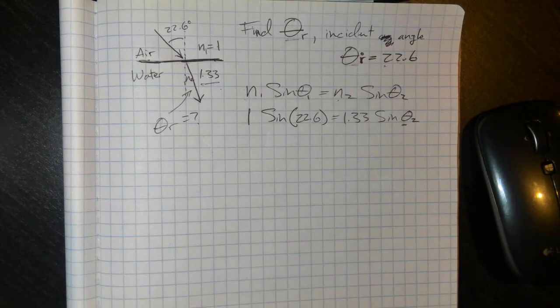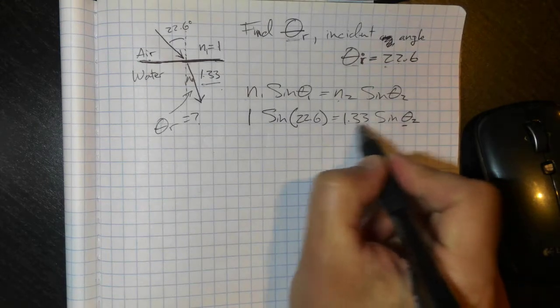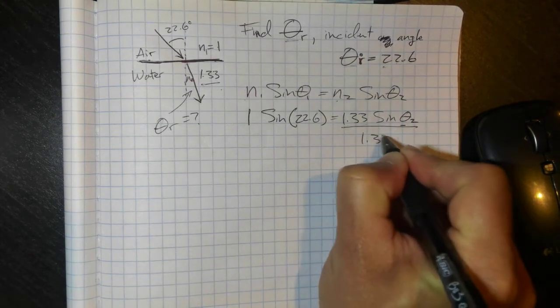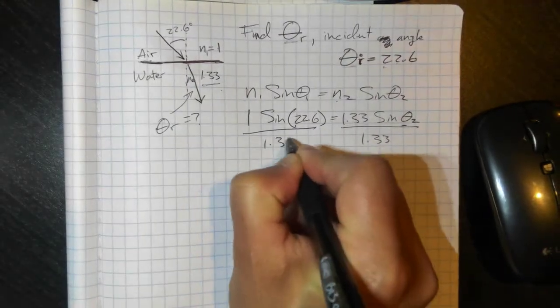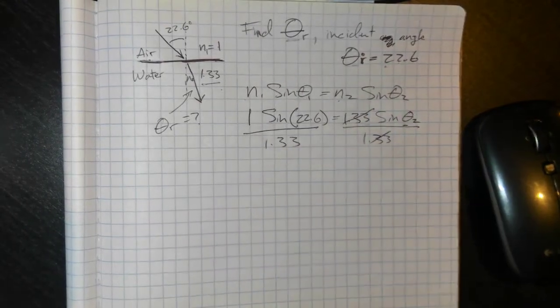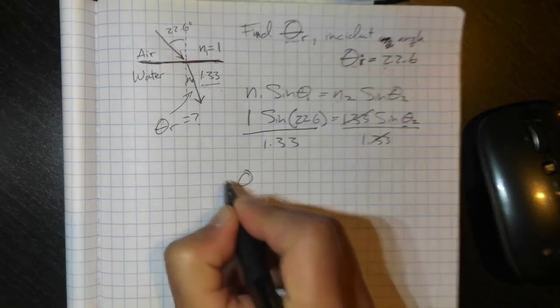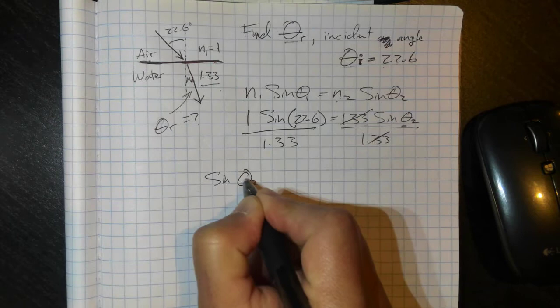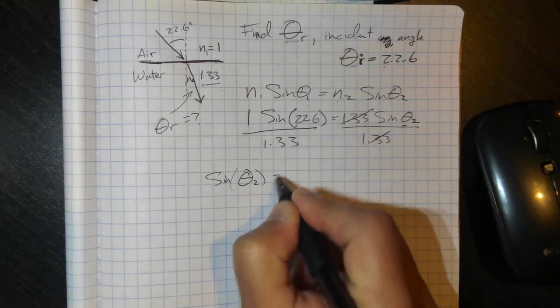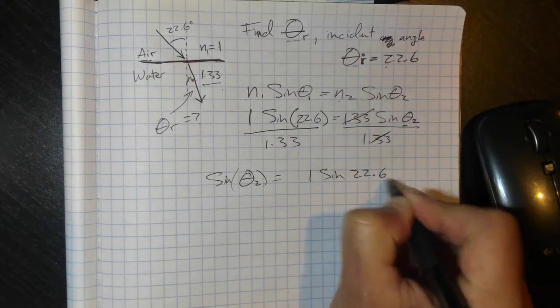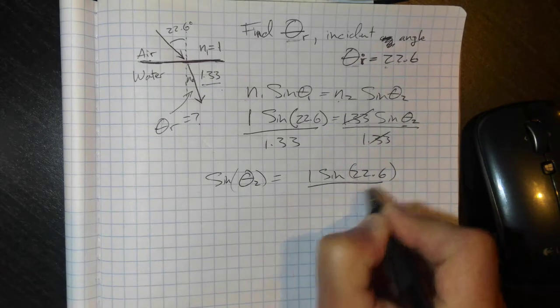So with sines, it's just like following the order of operations. We have to take care of the outside stuff first. We've got to go outside in. So the first thing we have to do is divide by 1.33 on both sides. So those cancel out. Now I have sine of theta 2 is equal to 1 times sine 22.6 degrees divided by my 1.33.